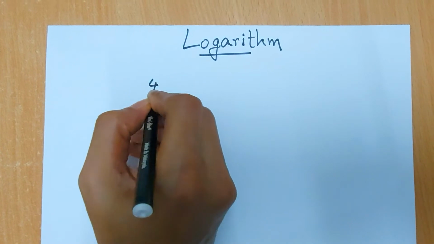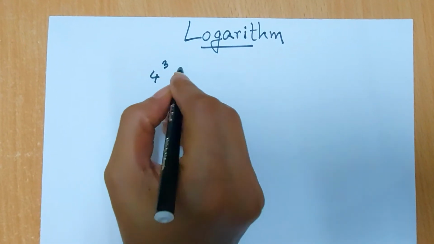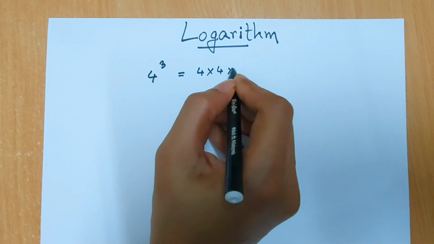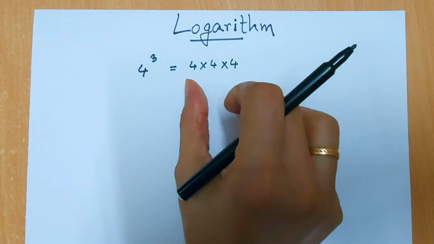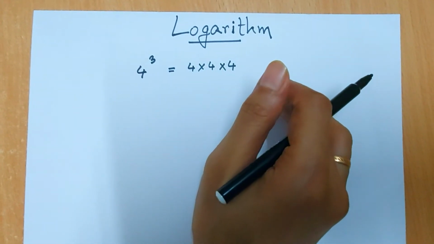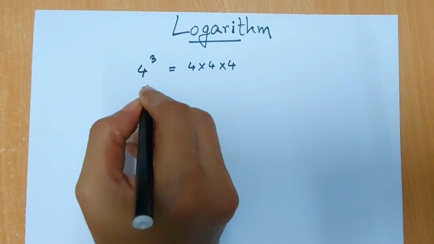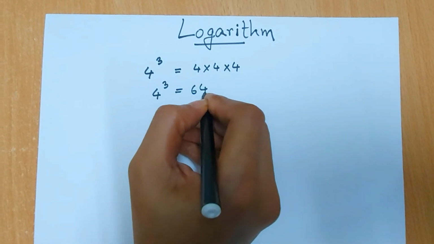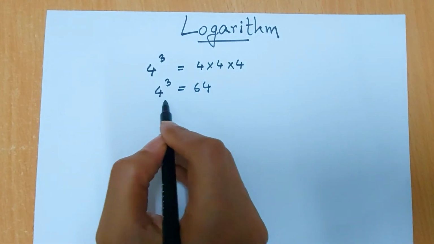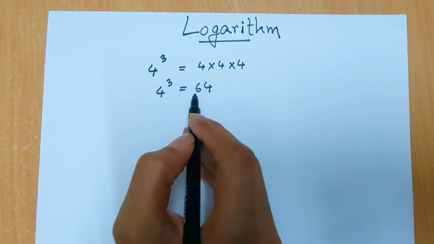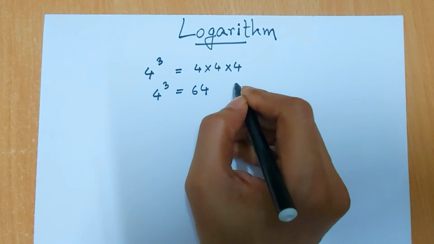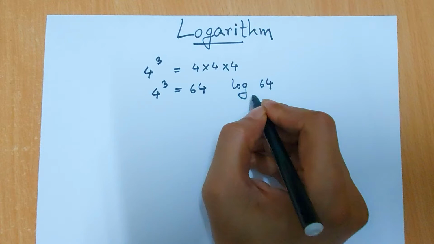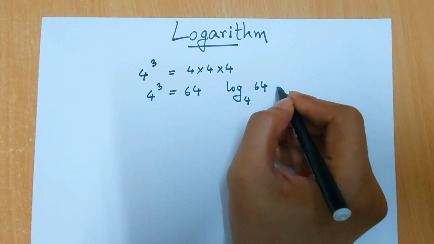Now let me explain with some examples. Say 4 power 3. 4 power 3 equal to 4 into 4 into 4. That means 4 multiplied by itself 3 times. And we know 4 power 3 equal to 64. This is an exponential expression and this can be written as log 64 base 4 equal to 3.